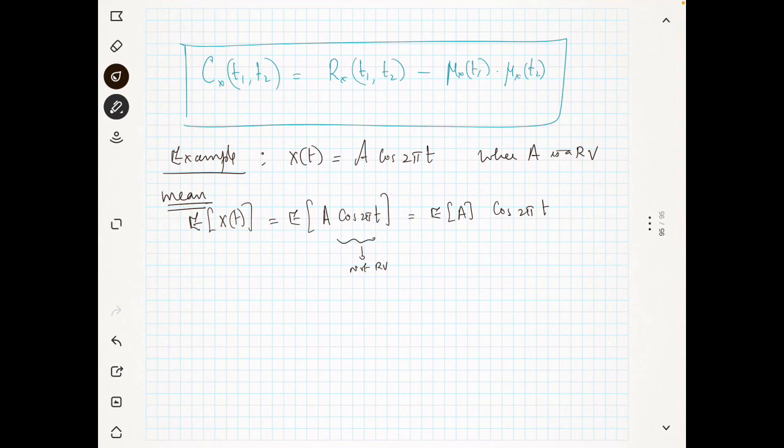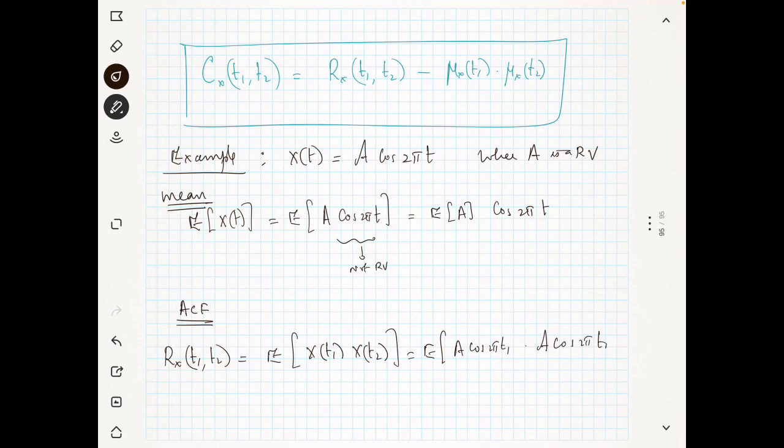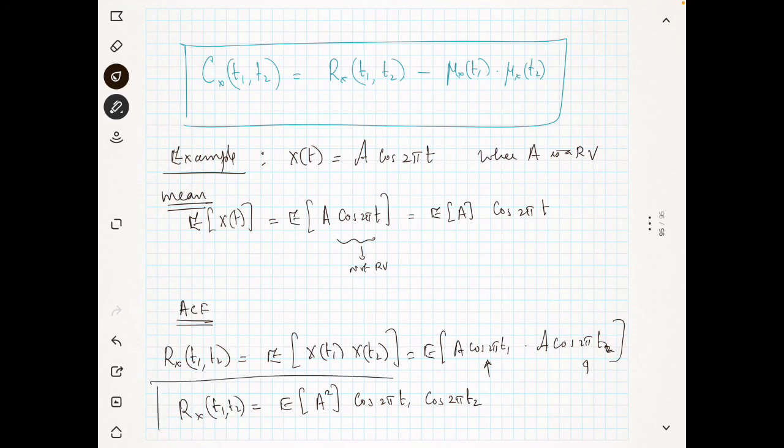Now we will find the autocorrelation function of the random process. How to find the autocorrelation function? It is Rx of t1 and t2, which is nothing but the expected value of x of t1 into x of t2. So this is nothing but expected value of A cosine of 2 pi t1, then A cosine of 2 pi t2. That means you just substitute t1 and t2. Now this becomes expected value of A square into cosine of 2 pi t1 into cosine of 2 pi t2, because I can take these two things outside. So this is nothing but the autocorrelation function of this random process. I hope this is clear to you.